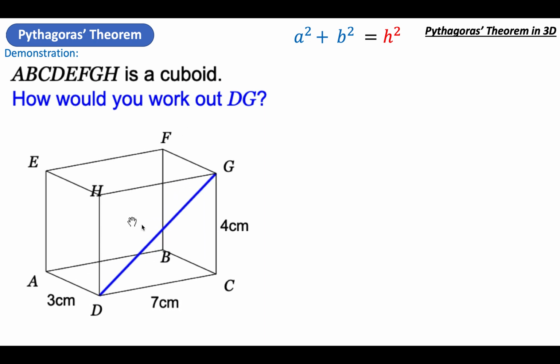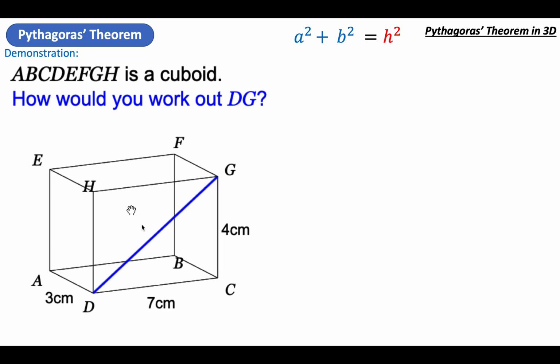So, we can get a really good idea of what this cuboid is. Now, in this case, although it's a 3D shape, we're actually only after a 2-dimensional thing. We're only after a line, a distance between 2 points. And if I just show up this triangle, you can see that because it's a cuboid, we've got a right-angled triangle.